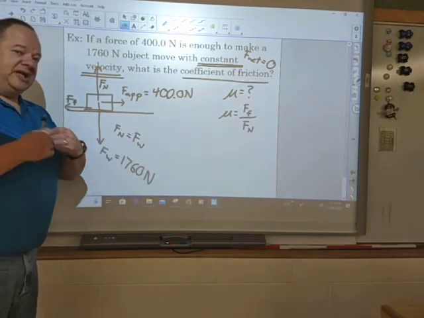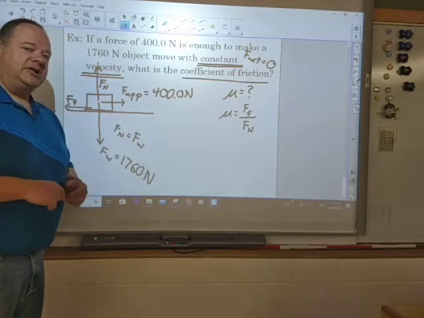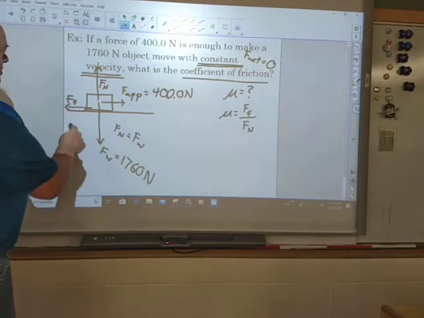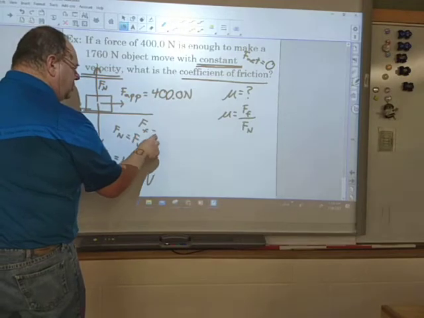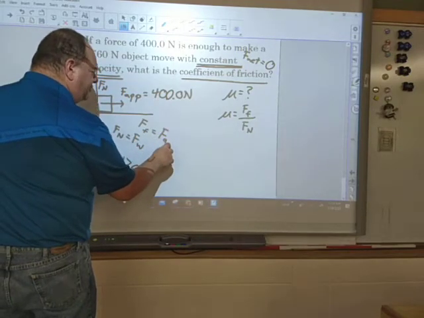No force means it keeps doing what it was already doing. That's Newton's first law. So from this, I'm going to say that the frictional force must be equal to the applied force.